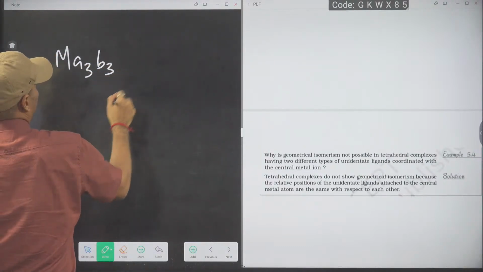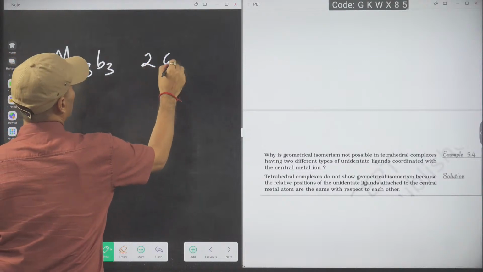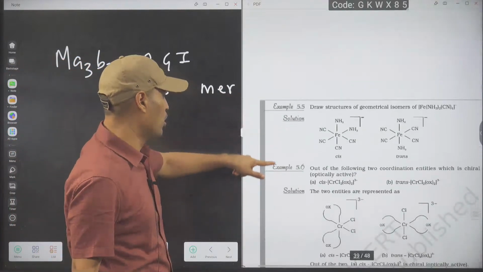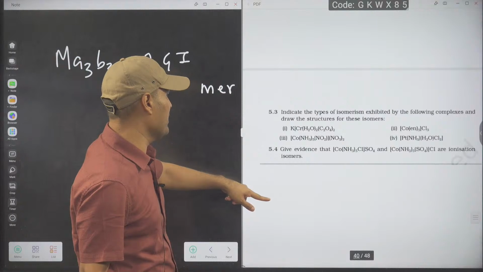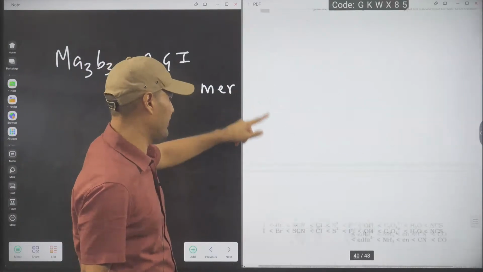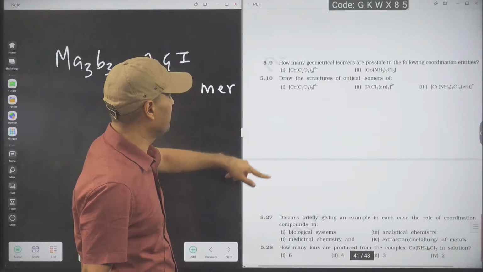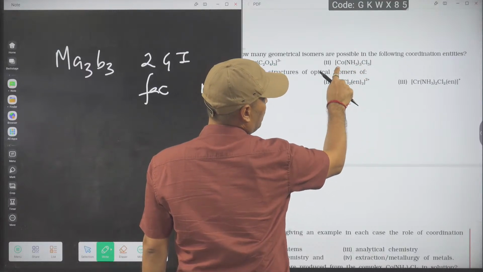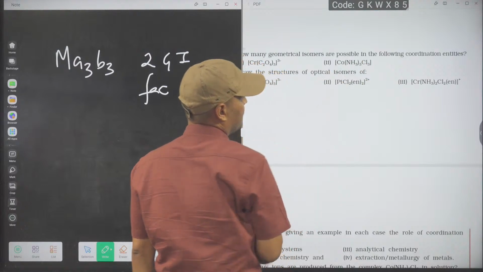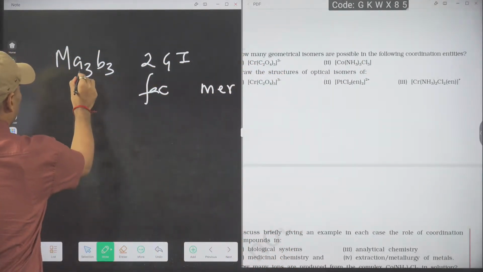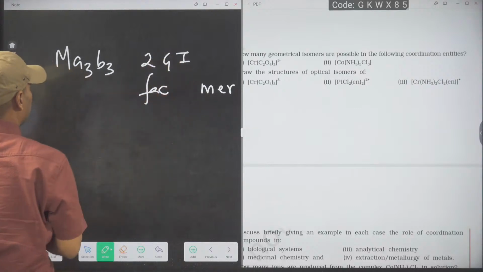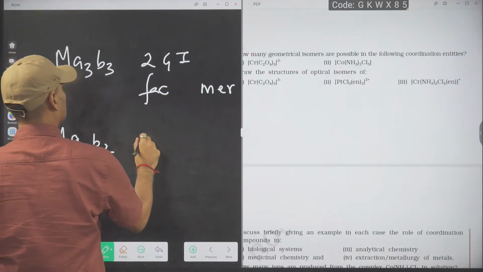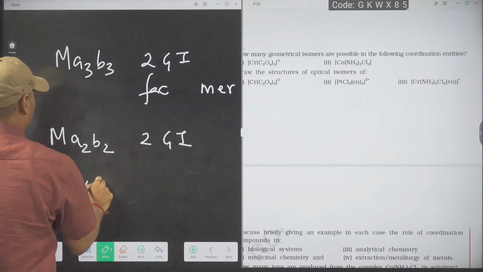Now a few compounds you can remember directly. Like Ma3B3 is there, then 2 GI. Which 2 GI? We remember fac and mer. Who will show fac and mer isomerism? Ma3B3. Look at this: can you tell me which isomerism will be shown by the compound [Co(NH3)3Cl3]? Ma3B3, fac-mer, 2 GI. Now two more compounds are there. Ma2B2 also 2 GI. Ma4B2 2 GI.